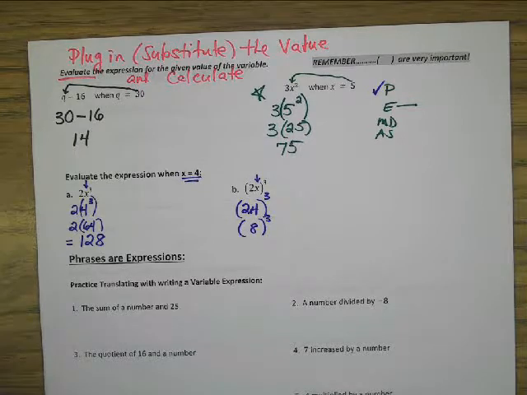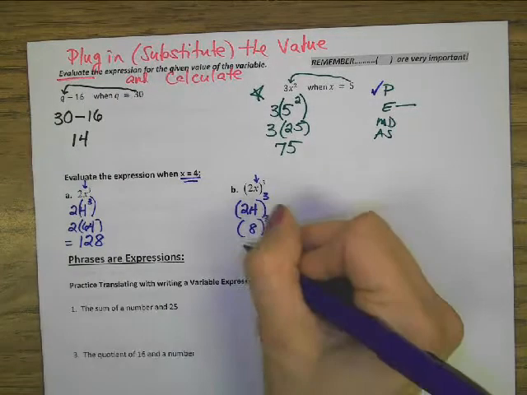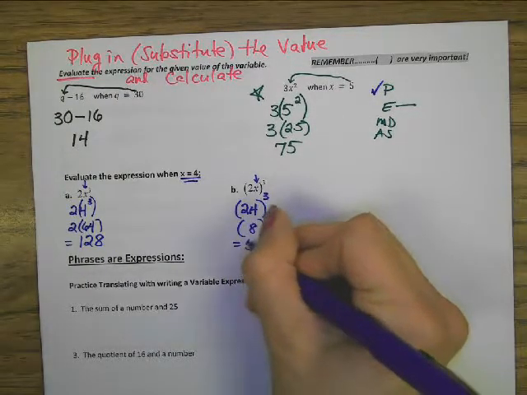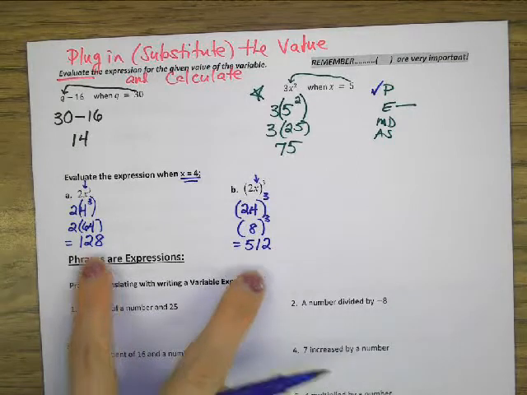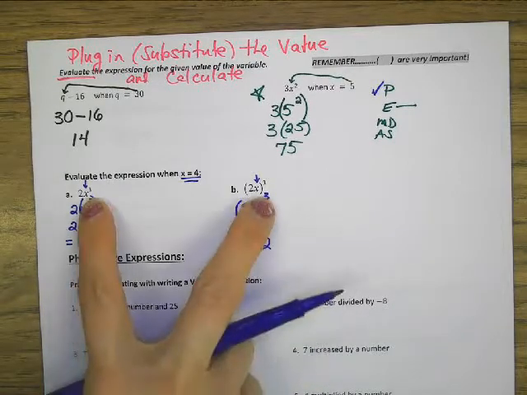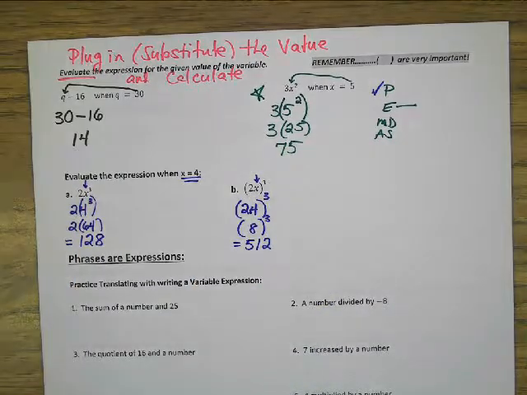And this answer comes out to be 512. Different answers because it was different problems. Okay, so parentheses are important. The last thing that we studied in Chapter 1 was translating.